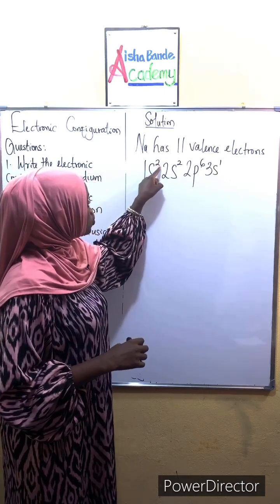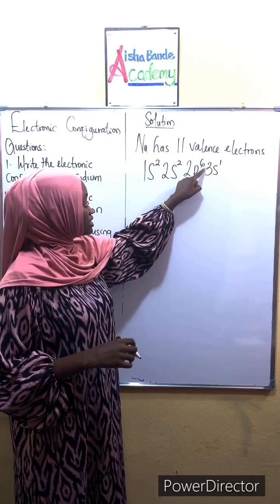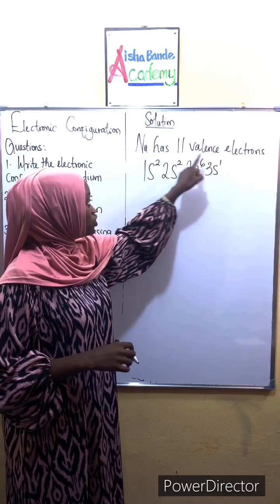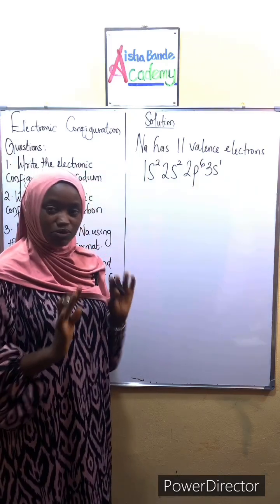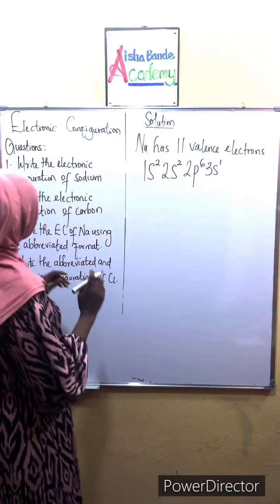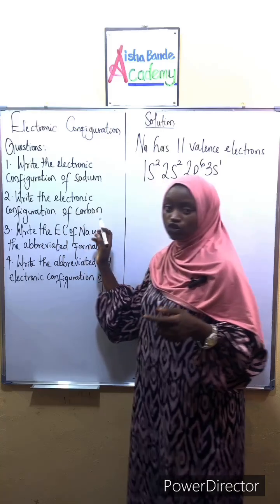So look at this. 2 plus 2 is 4. 4 plus 6 is 10. Plus 1 is 11. So this is the electronic configuration of sodium. As simple as that. So let's move on to the next one, which says write the electronic configuration of carbon.